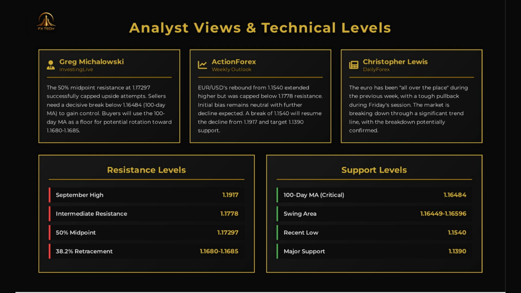Key resistance levels include 1.1917, 1.1778, and 1.17297. Critical support levels are 1.16484, the swing area at 1.16449 to 1.16596, 1.1540, and major support at 1.1390.